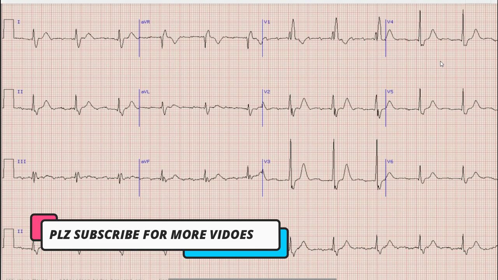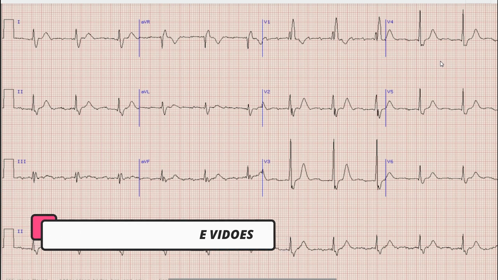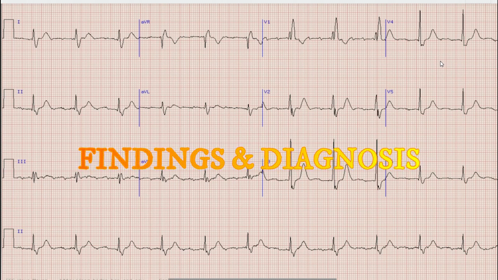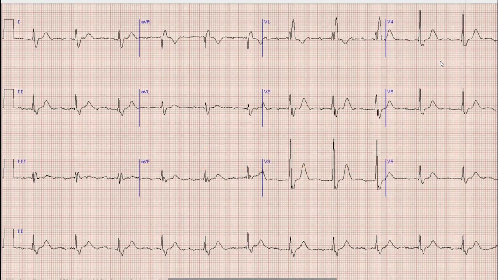As always, before starting the discussion, I would like you to pause your videos, note down the findings and diagnosis with yourself, so that at the end of the video you can compare your findings and diagnosis with the discussion done in this ECG.